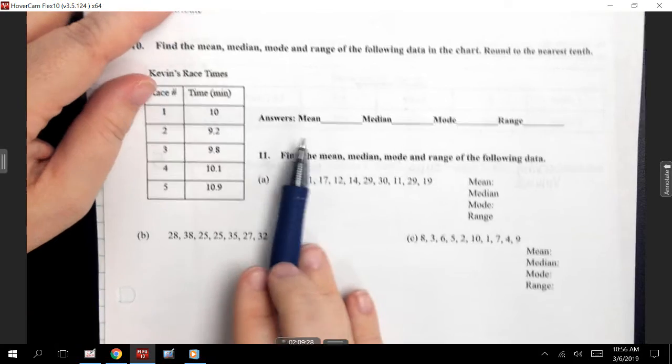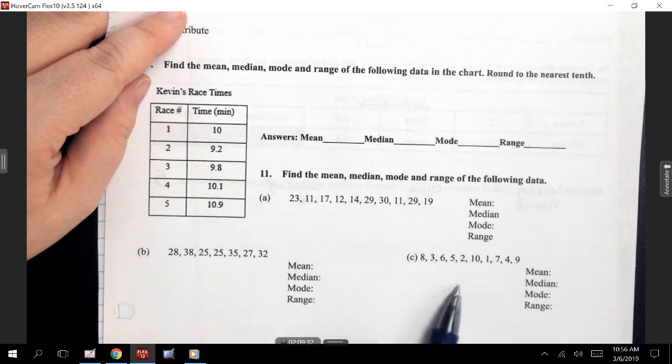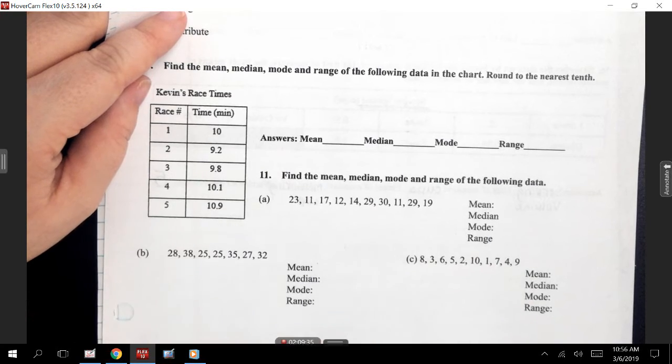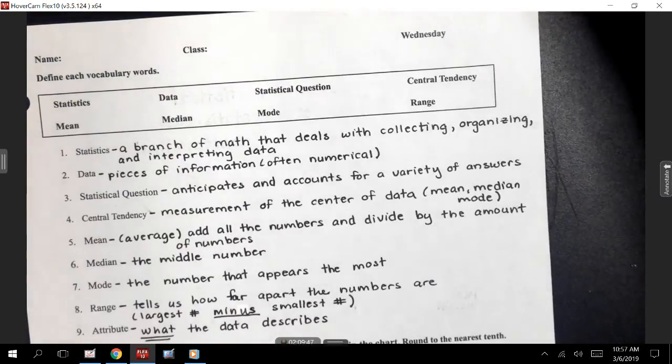All right. On the front, here you have number 10, mean, median, mode, range. Number 11, you have 3 different problems where you're going to practice mean, median, mode, and range, okay? I'm going to put those definitions up here so that you can just copy those. You don't have to look for them. All right, my definitions.